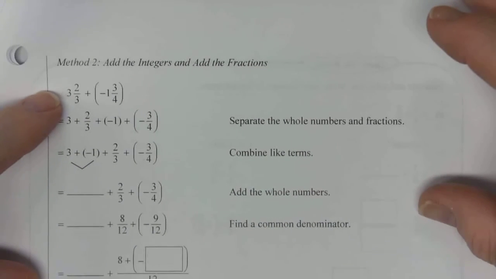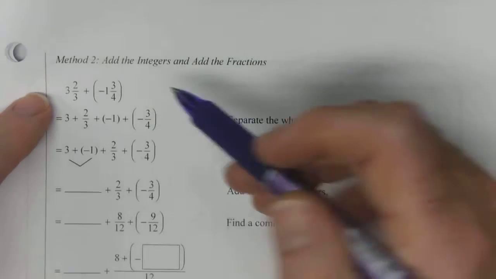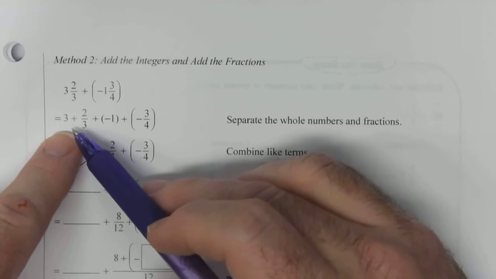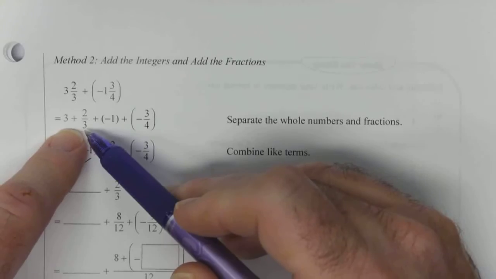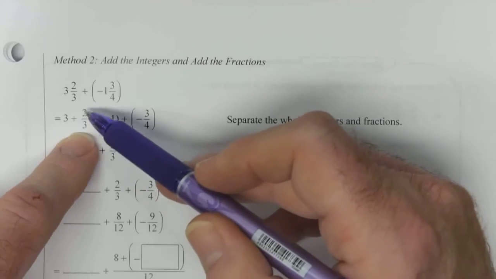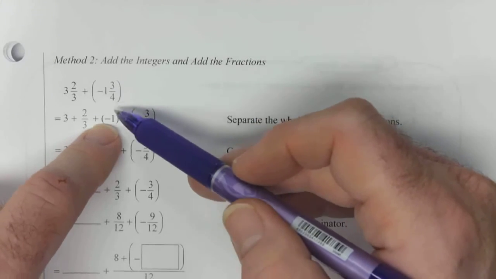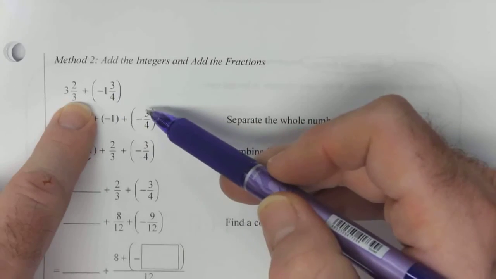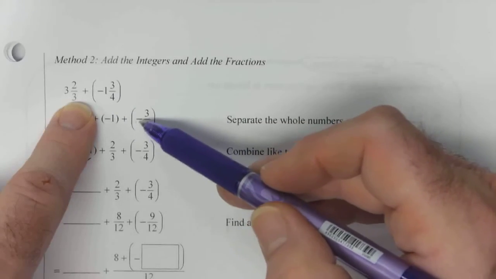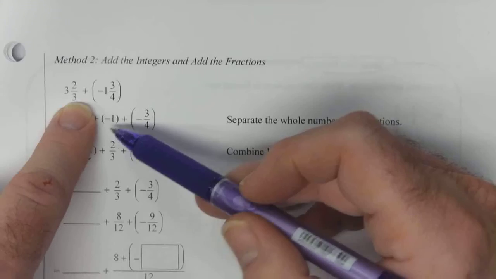Method number 2, add the integers and add the fractions. So do them separately. We can say that 3 2/3 plus negative 1 3/4 is the same as 3 plus 2/3. That is true. It's 3 wholes and 2/3, so it's 3 and 2/3. We're still doing an addition here. Negative 1 3/4 is the same as negative 1 plus negative 3/4. Now, because this is negative, you have to remember to have the negative symbol on both the fraction part and the whole number part. Both of these pieces need to be negative.